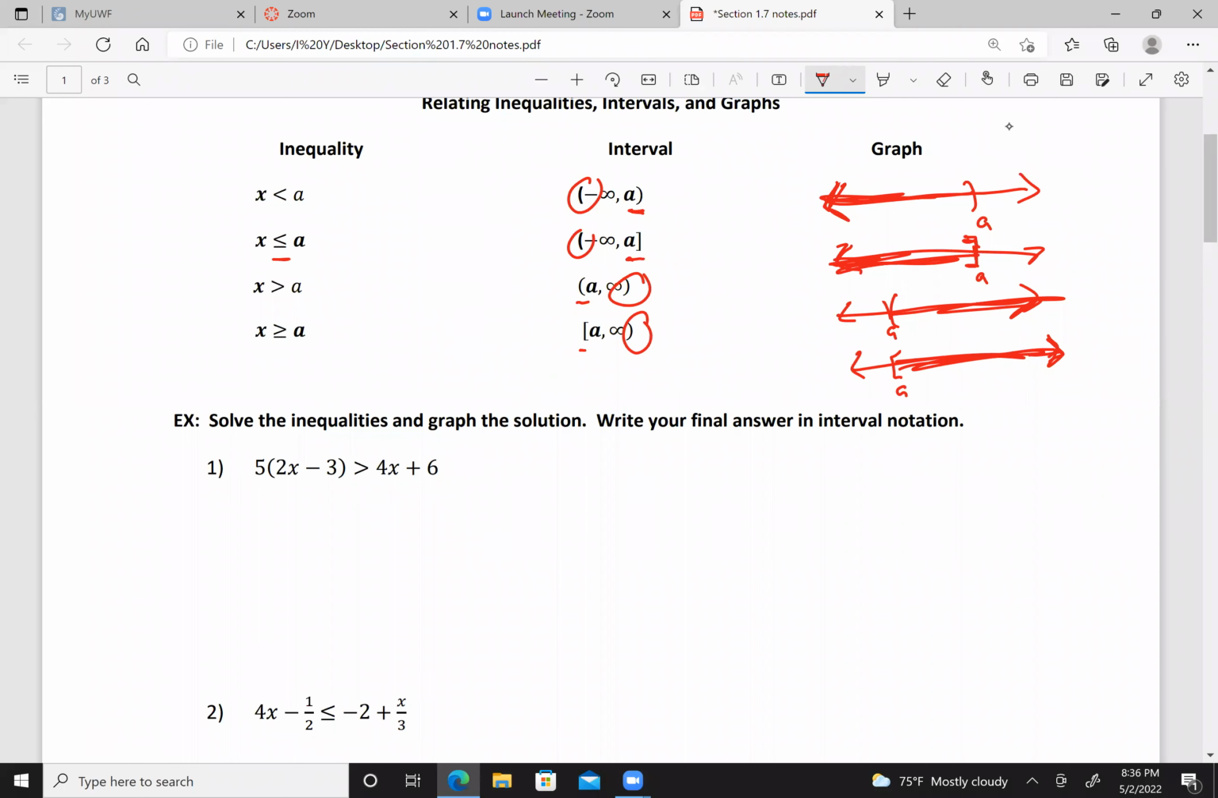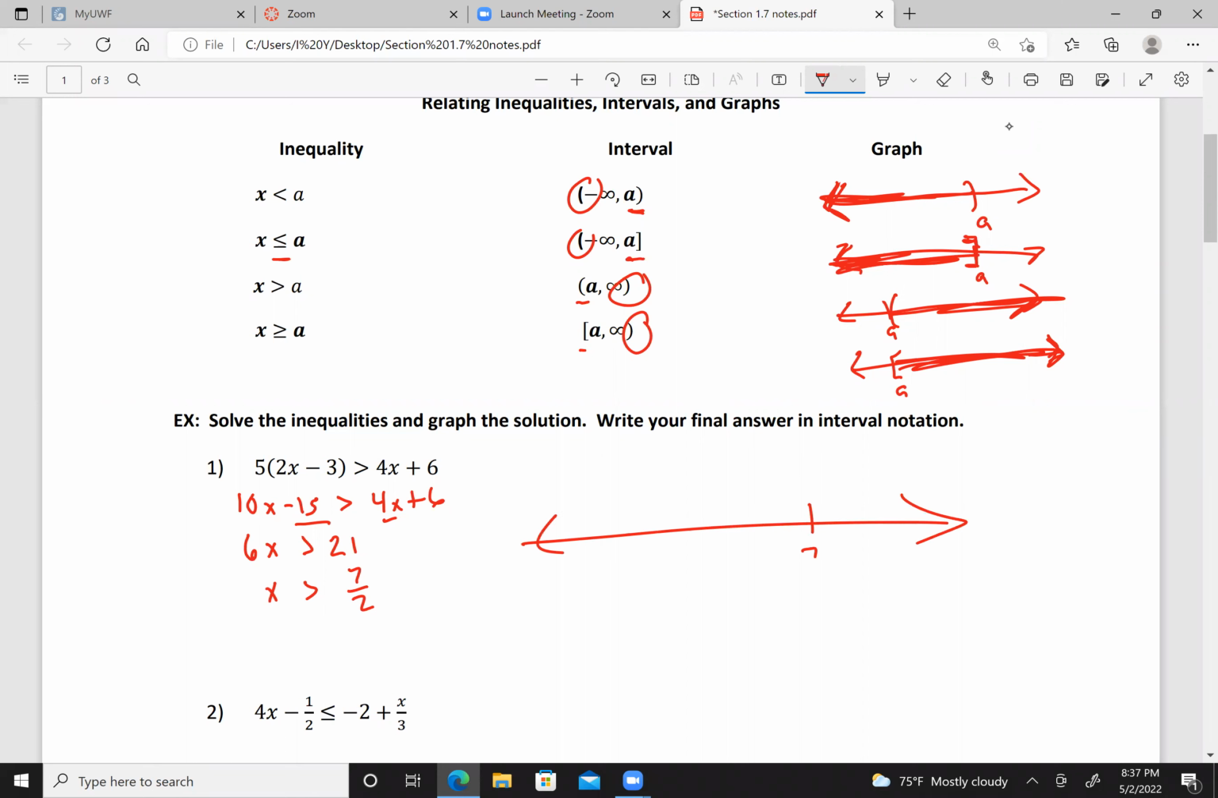So let's see how this works. Solve the inequalities and graph the solution. Write your final answer in interval notation. So we treat this the same way. Distribute the 5, we get 10x minus 15 is greater than 4x plus 6. I'm going to get all the variables on one side, so subtract the 4x. I get 6x, add 15, greater than 21. Divide by 6, I have x is greater than 7/2.